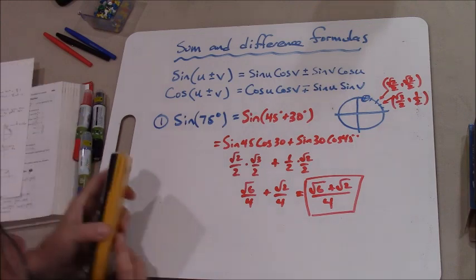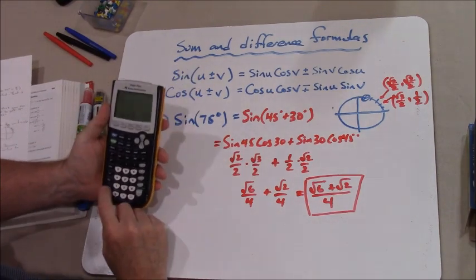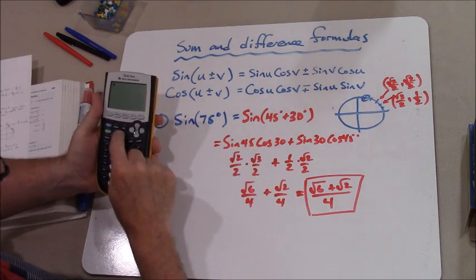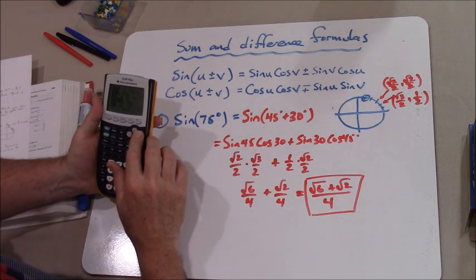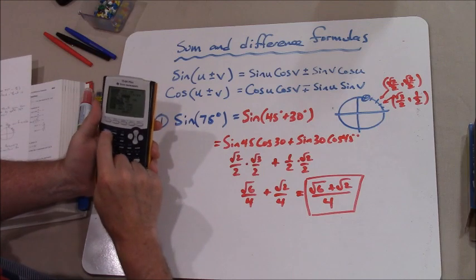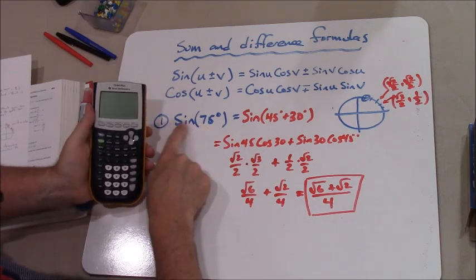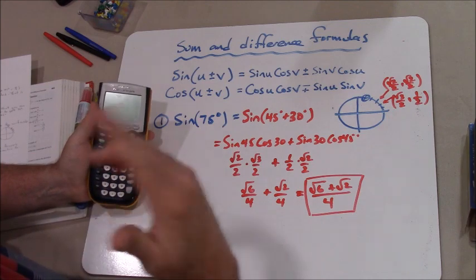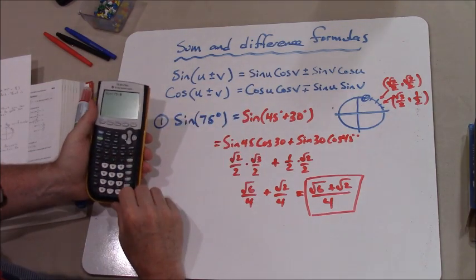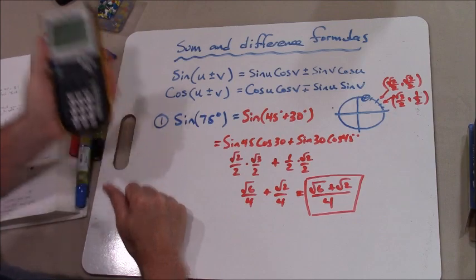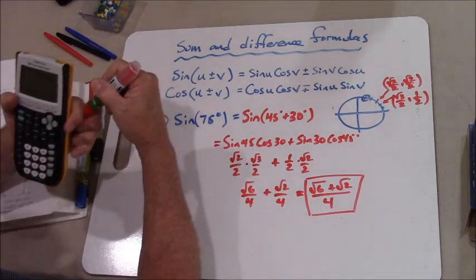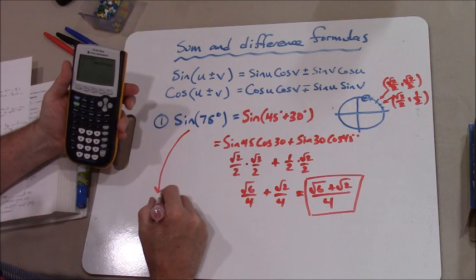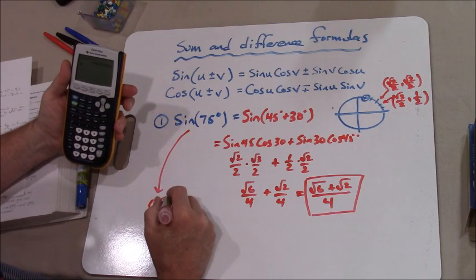All right, so now just to check this, let's grab our calculator. And first of all, make sure that you are in degree mode. I'm in radians, so I'll change that over. And what I'm going to do is the sine of 75 degrees. You guys should do this along with me with your calculator. And so what I got for that was 0.966.